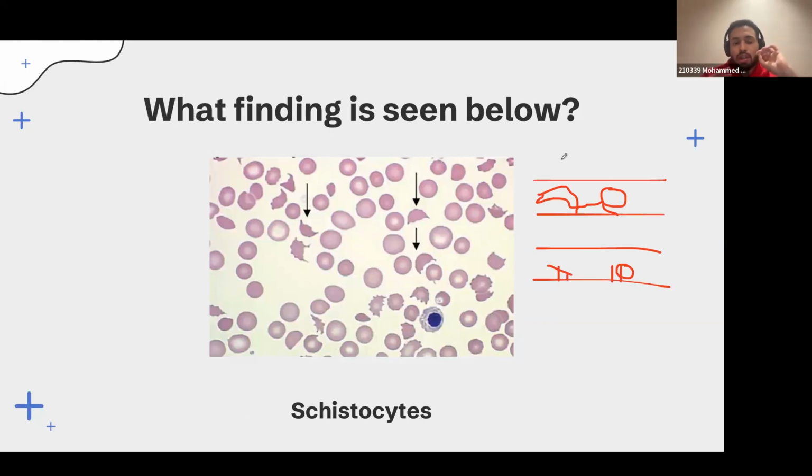Most likely, it's just going to be neurological dysfunction. If there are neurological symptoms, think TTP. If not, think HUS. And HUS usually follows, for example, bloody diarrhea because of Shigella and E. coli.